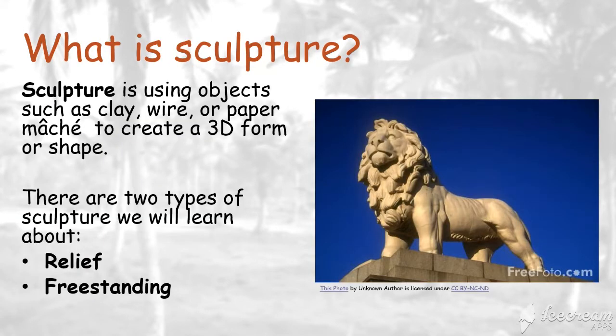So before we begin, we need to discuss what is sculpture. Sculpture is using objects such as clay, wire, or paper mache to create 3D forms or shapes. Today we're going to be learning about 2 different types of sculpture, relief and freestanding. This picture of the lion is an example of freestanding sculpture.